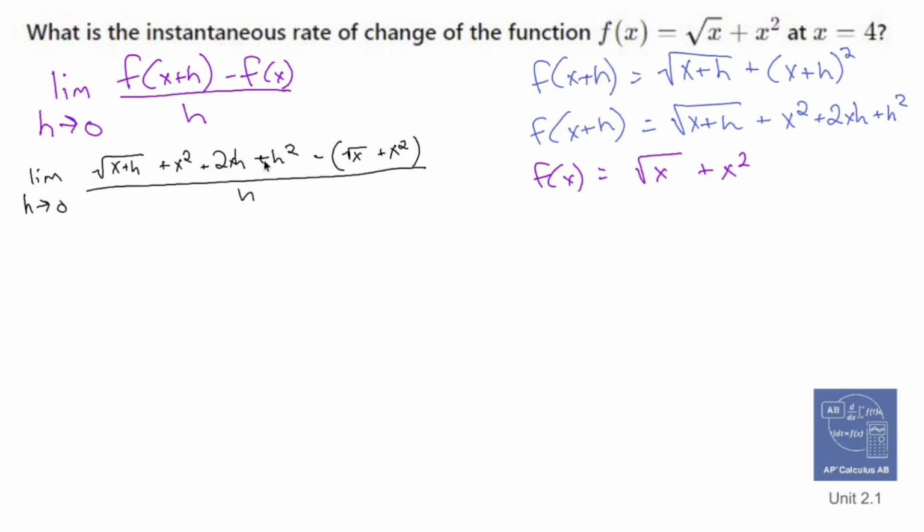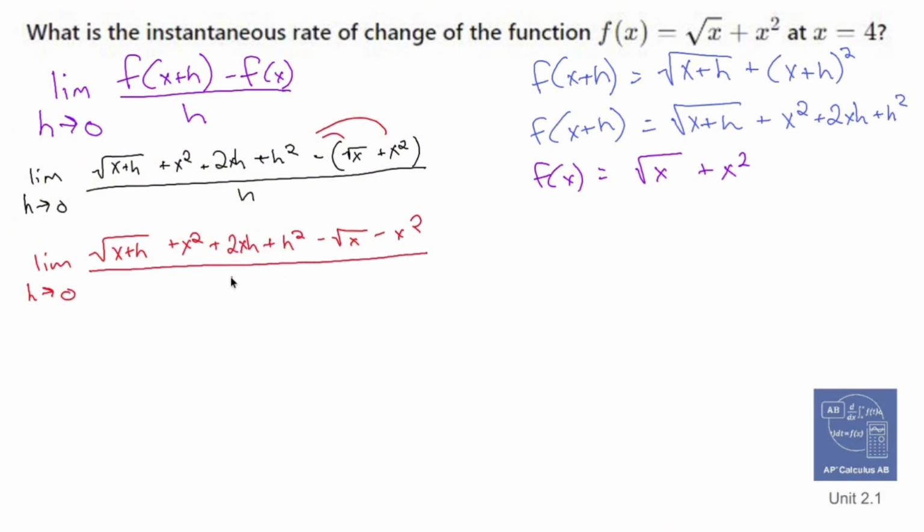So I'm hoping magical things happen, I'm hoping things disappear, and all that good stuff. First I have to distribute that negative. So I have the limit as h approaches 0 of the square root of x plus h plus x squared plus 2xh plus h squared minus root x minus x squared all over h. Now nothing special has happened yet except for the fact that the x squared terms will disappear.